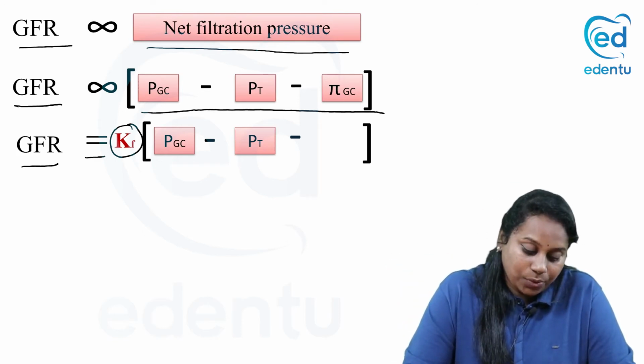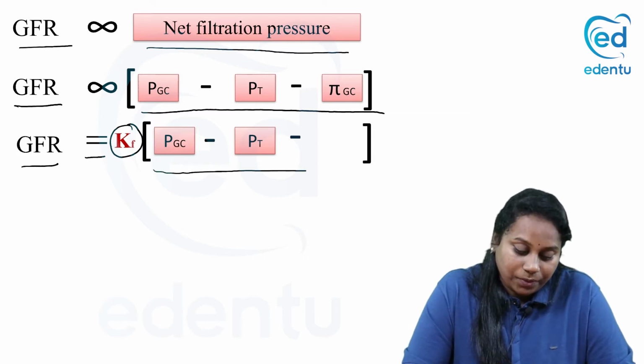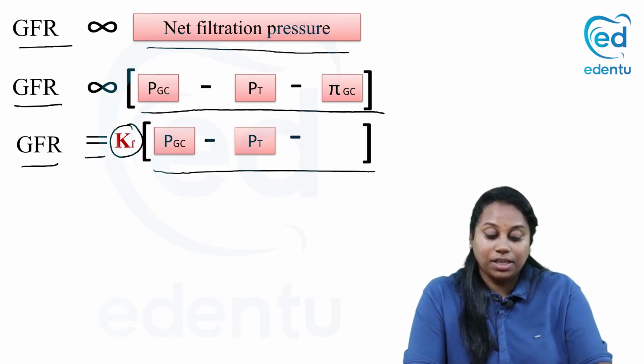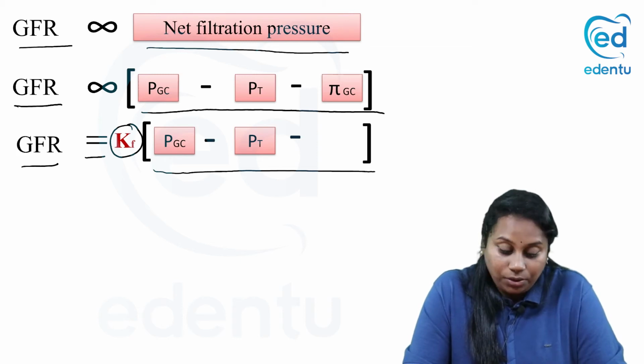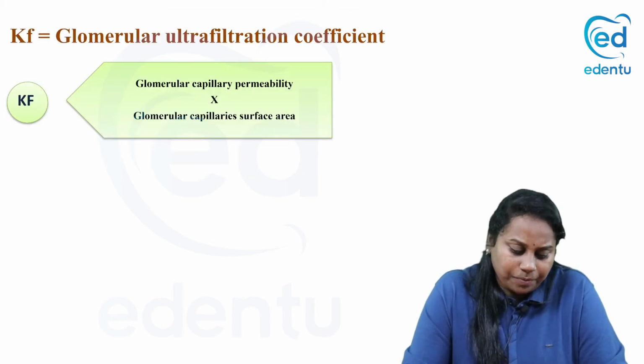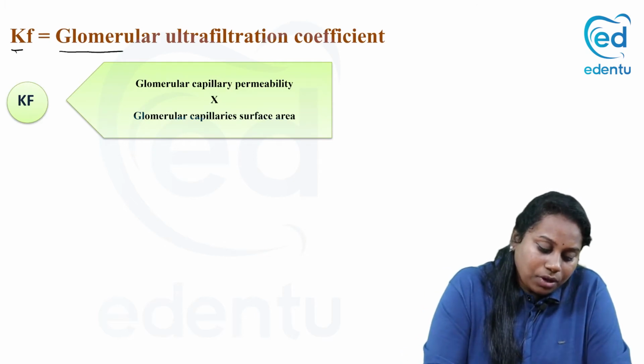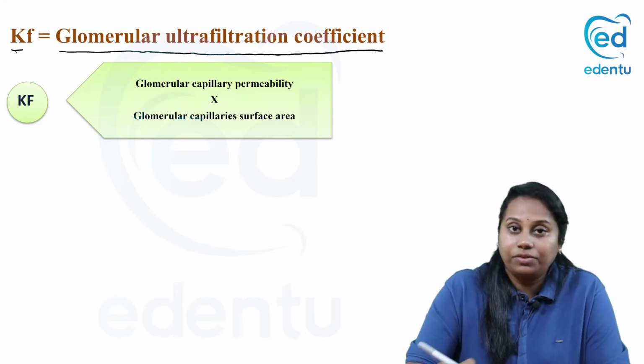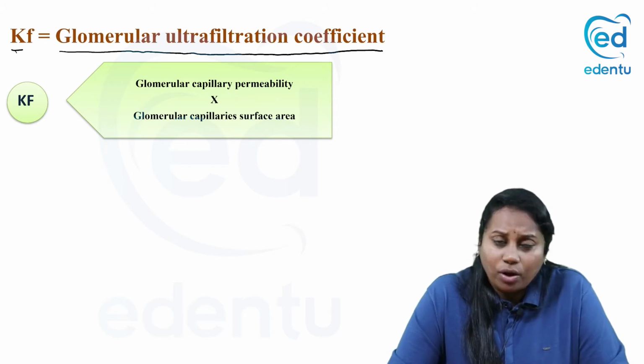So this becomes equals, and the constant here is Kf. So GFR is equal to Kf into net filtration pressure. So what is this Kf? Kf is called the glomerular ultrafiltration coefficient. So what is it talking about?